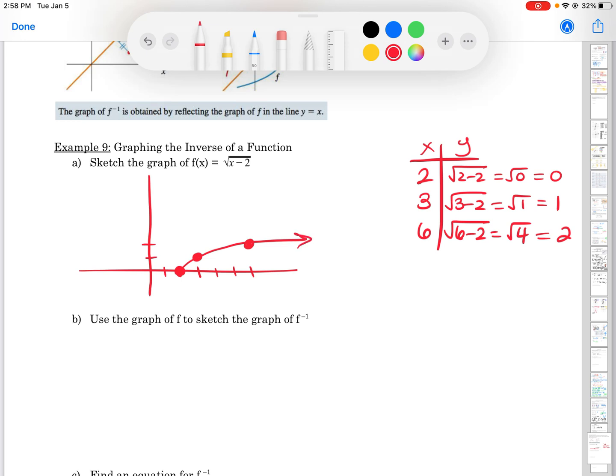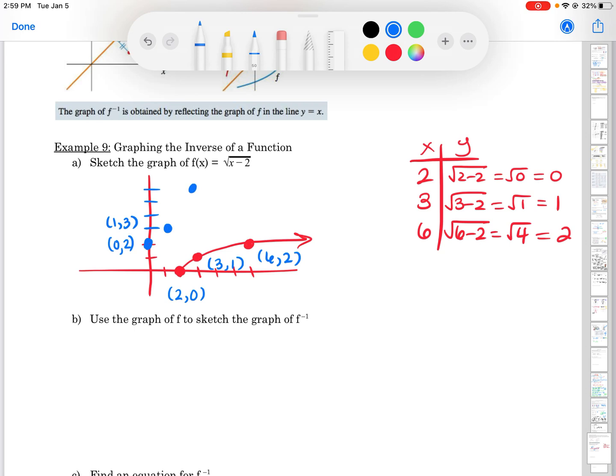Okay. So the next thing that we want to do is use this graph to sketch f inverse of x. We want the inverse function. So every x and y point is going to switch. So this was the point (2, 0). Now we need to plot the point (0, 2). This was the point (3, 1). Now we need to plot the point (1, 3). This was the point (6, 2). So now we need to plot the point (2, 6).